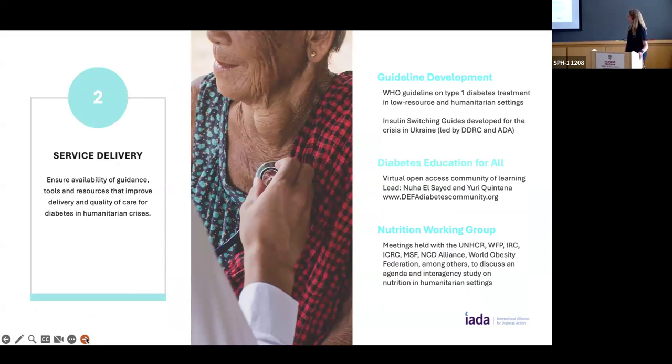And some of the work we've been doing, again collaboratively: the WHO is working on guidelines for type 1 diabetes, pediatric and adult, and other forms of diabetes, gestational, type 2, with a section adapted to humanitarian settings. So very, very low resource settings. We worked on insulin switching guides.